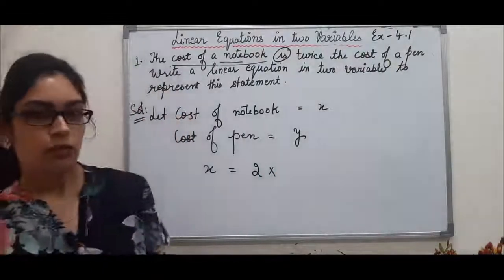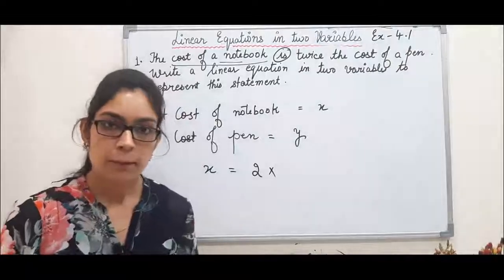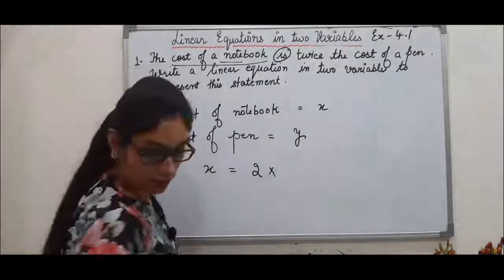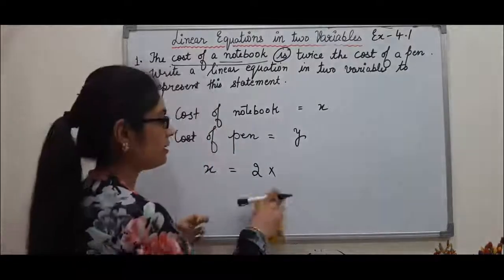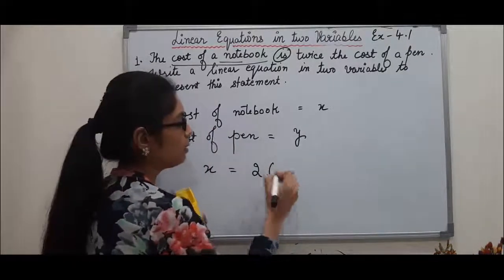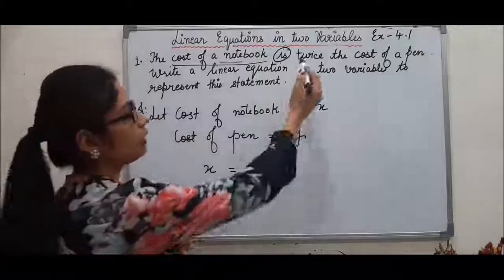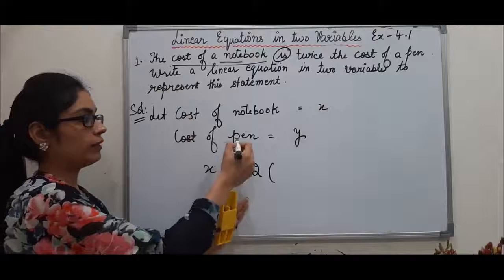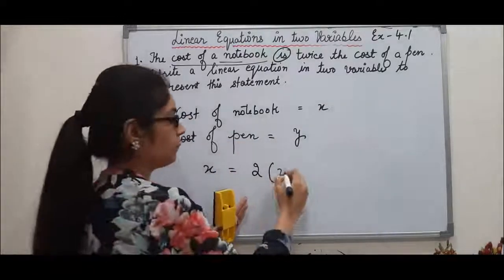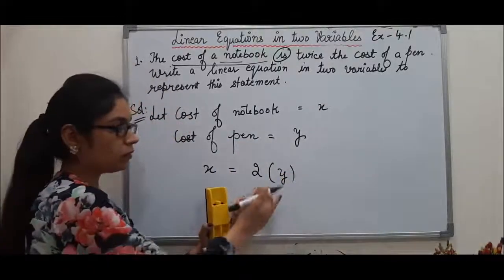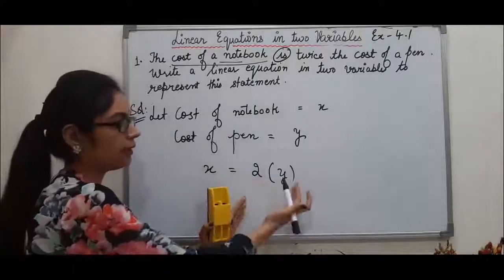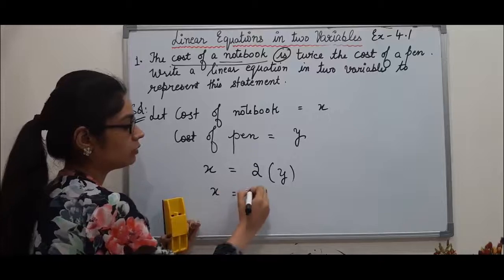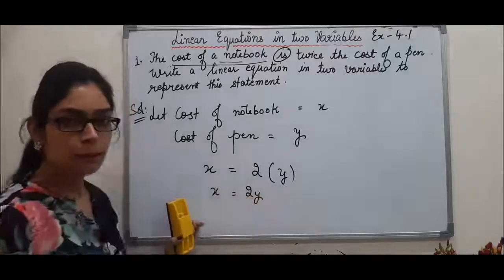Twice, thrice, 4 times, 5 times, whenever this is mentioned, just after that number put a sign of multiplication, or if you don't want to put a sign of multiplication, you can also make brackets. Twice means 2, the cost of pen. So what is the cost of pen? Cost of pen is y. Because with the bracket, it means this thing is getting multiplied with this thing. So we have made the equation x equals 2y. See how simple it was.